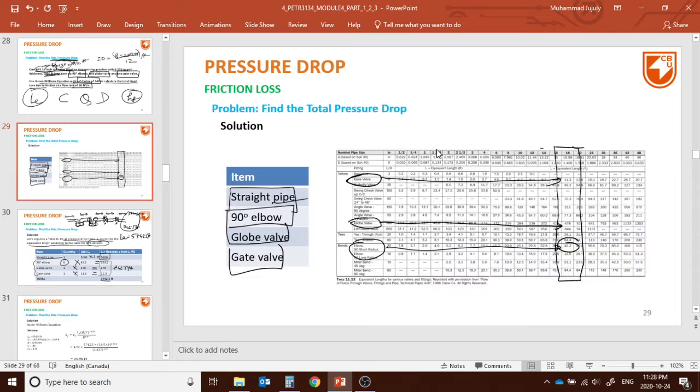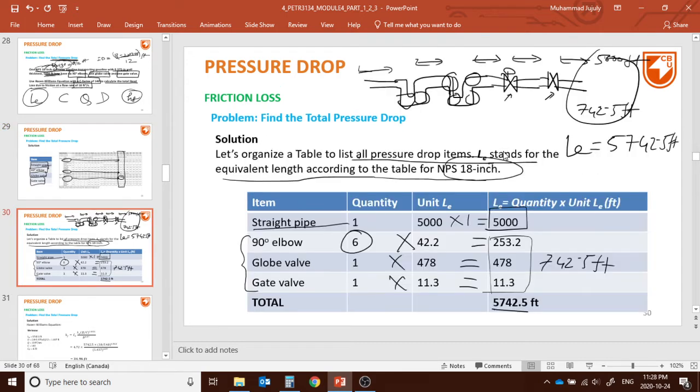I think it's really easy to calculate, right? You just go to this chart, and from the chart you can calculate it. You remember when we were talking about valves in module 3, I believe. I told you that the globe valve has more pressure drop than the gate valve. Now we can see the globe valve pressure drop is more than the gate valve, right? So anyways, this is how we can calculate the L_e, or equivalent length, of the pipeline.